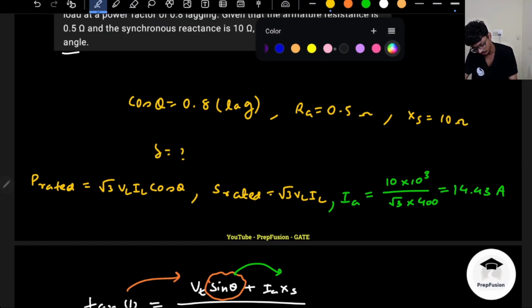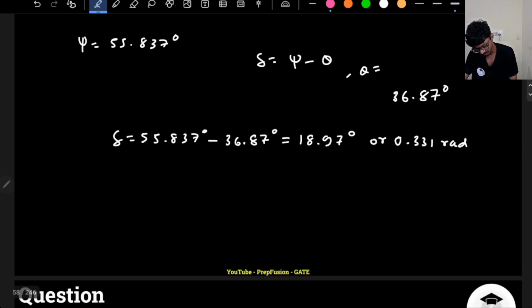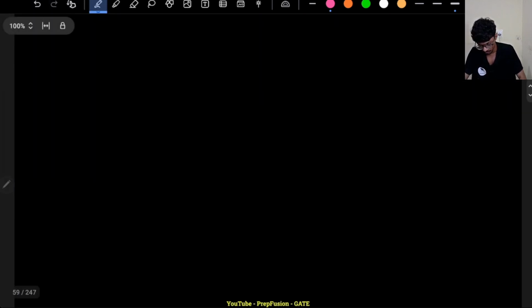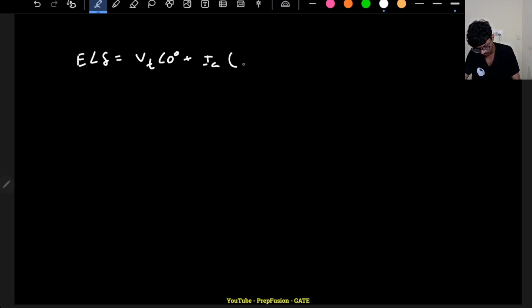What is method 2? Method 2 is very simple. It is directly solving the circuit. I know this very basic phasor equation: E angle delta equals Vt angle 0 plus Ia into Ra plus jXs, where Ia has angle minus theta because it is lagging, that's why the negative angle. You solve it. So your Vt is what?